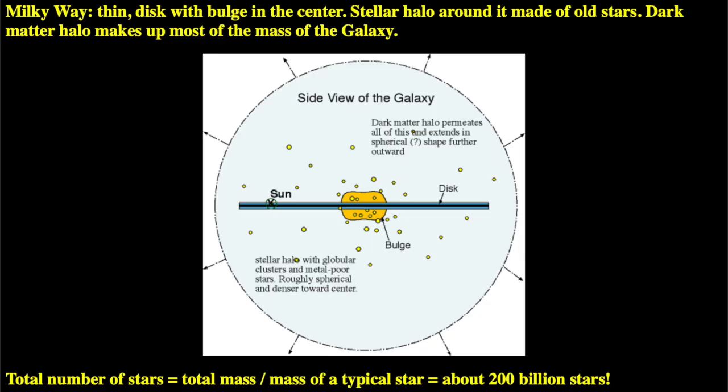Permeating through all of the visible parts and extending even farther out is the dark matter halo. Dark matter is material that does not emit or block any kind of light, but has a significant gravitational effect. I'll talk a bit later how we know it's there.